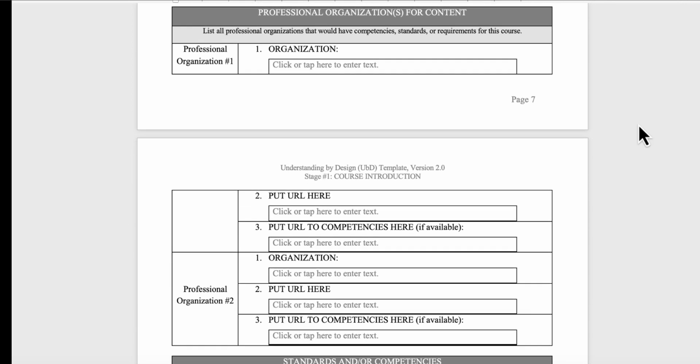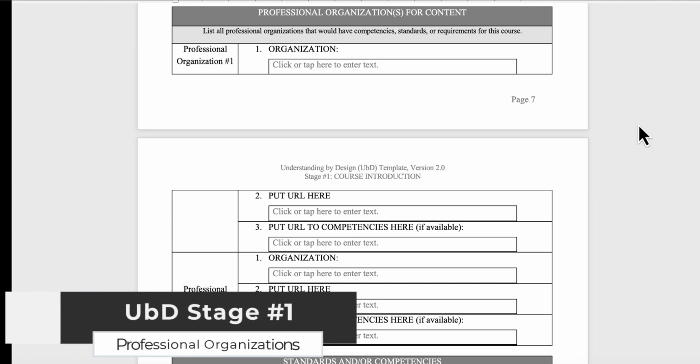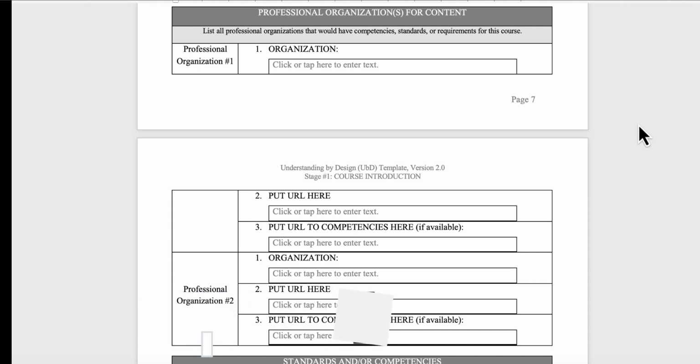Our next thing is professional organizations for the content. So we're looking at content standards at maybe the state level or even the national level. Examples could be science standards, social studies, language arts, math, again, world language. These aren't made on your own. You're looking at actual organizations that have put in place topics that need to be taught in a certain grade or level.